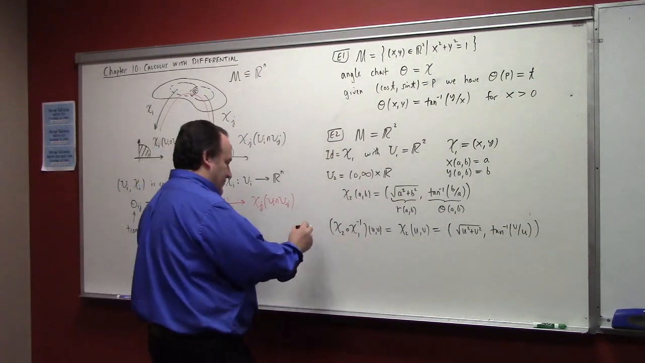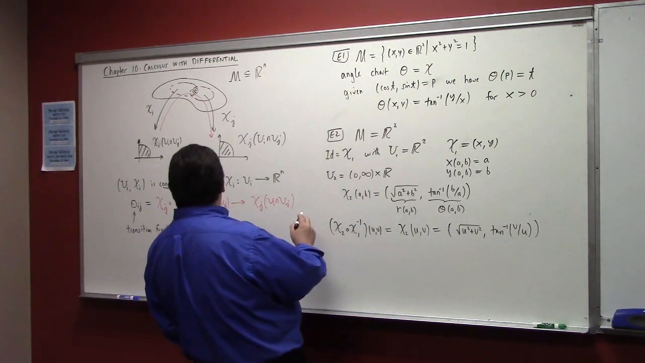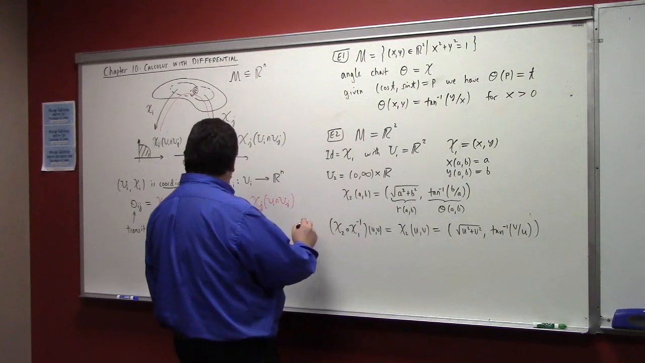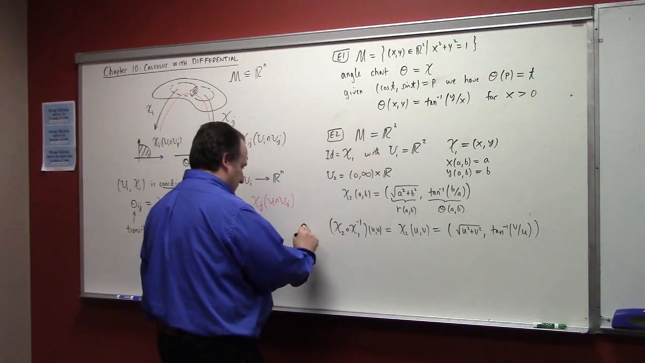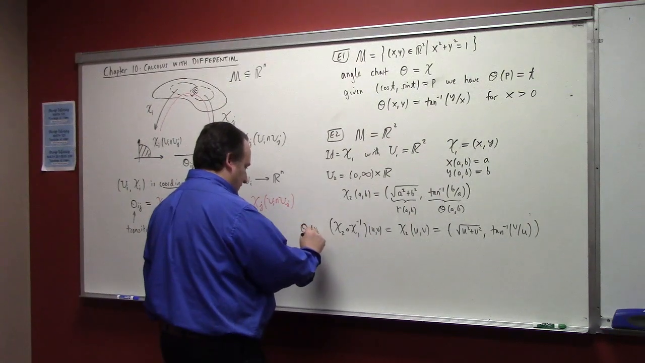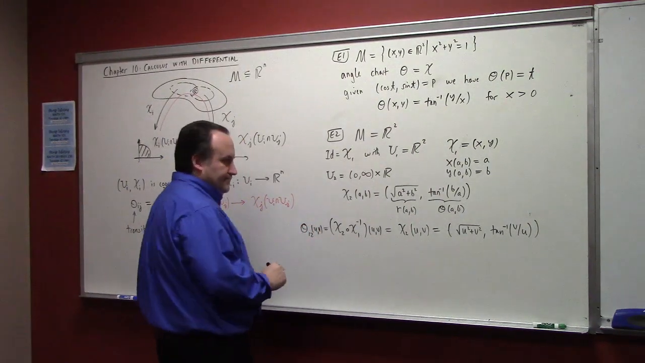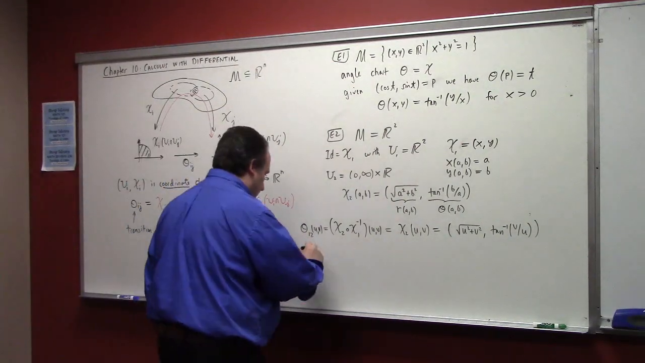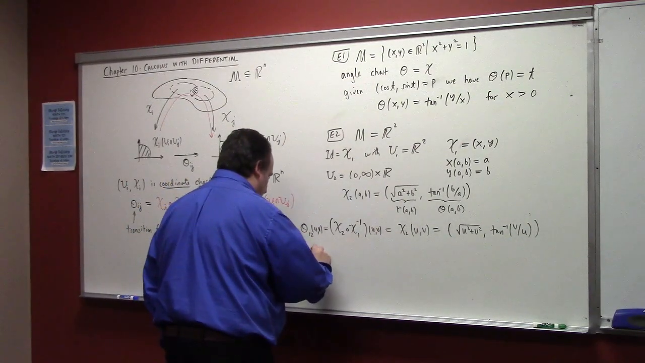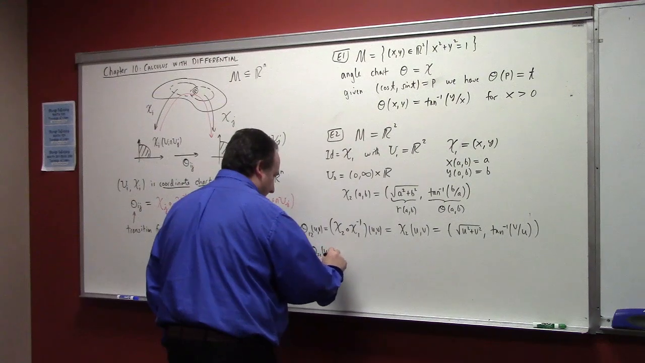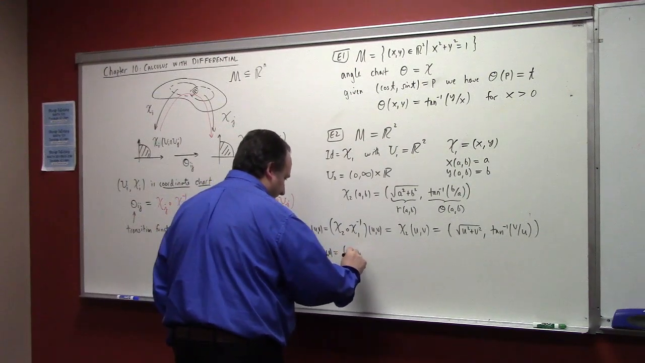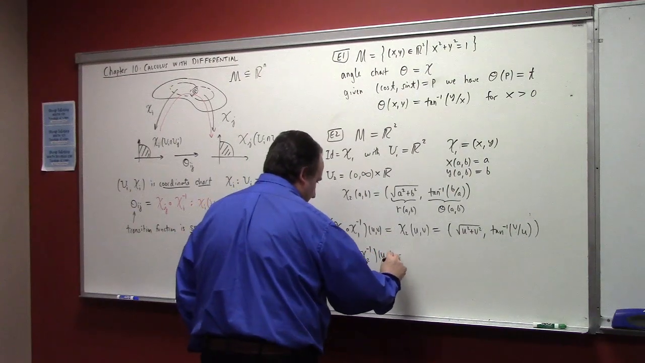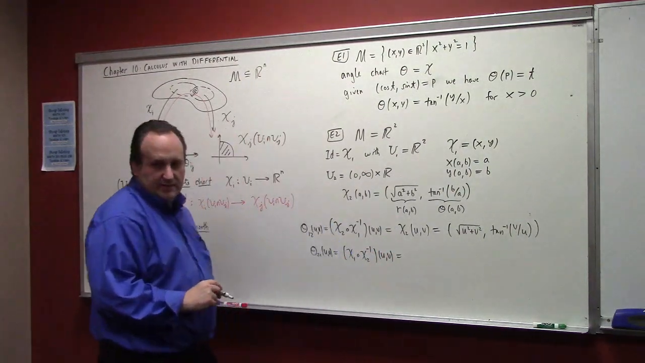So that would define, in my current lingo, theta 1, 2, I suppose, of uv, right? What if we go the other way? What would theta 2, 1 be equal to? That's a little bit more interesting, isn't it?